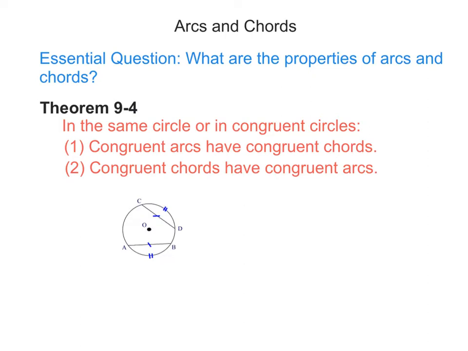Now this theorem can probably be better understood by looking at the diagram I've got here. Let's deal with the first part. The first part of the theorem says congruent arcs have congruent chords. What that is saying is, if I've got arc AB and arc CD and they are congruent, then chord AB and chord CD are congruent. Similarly, the second part of the theorem says, if we've got congruent chords, we've got congruent arcs. What that is saying is, if chord AB and chord CD are equal in length, then arc AB and arc CD are equal. Hopefully that helps to explain what we mean by this Theorem 9-4.